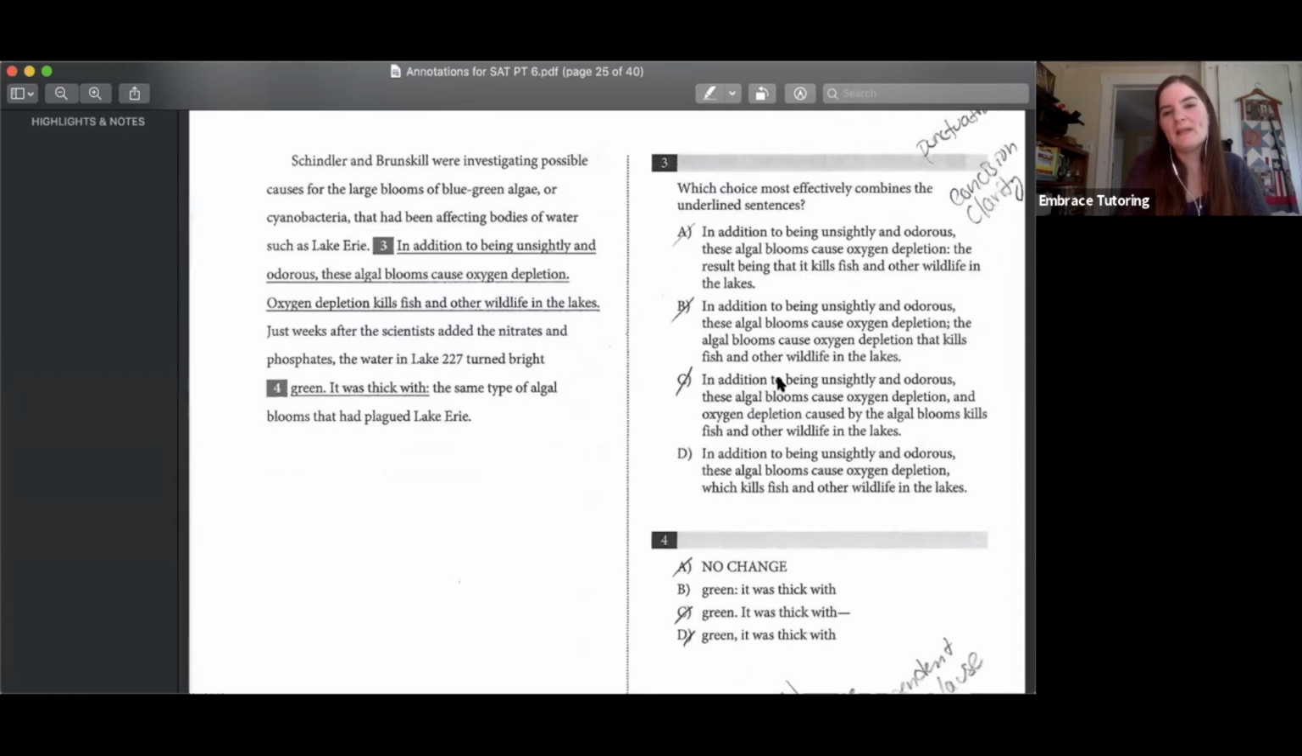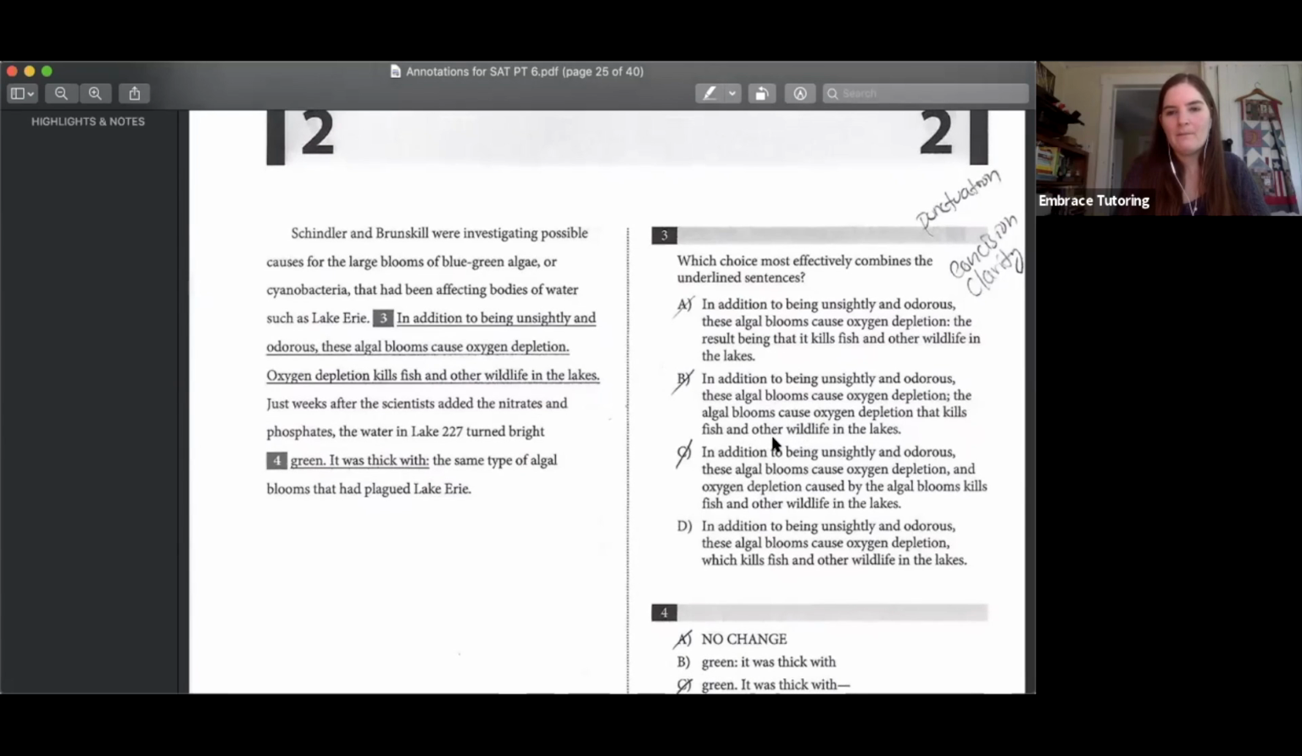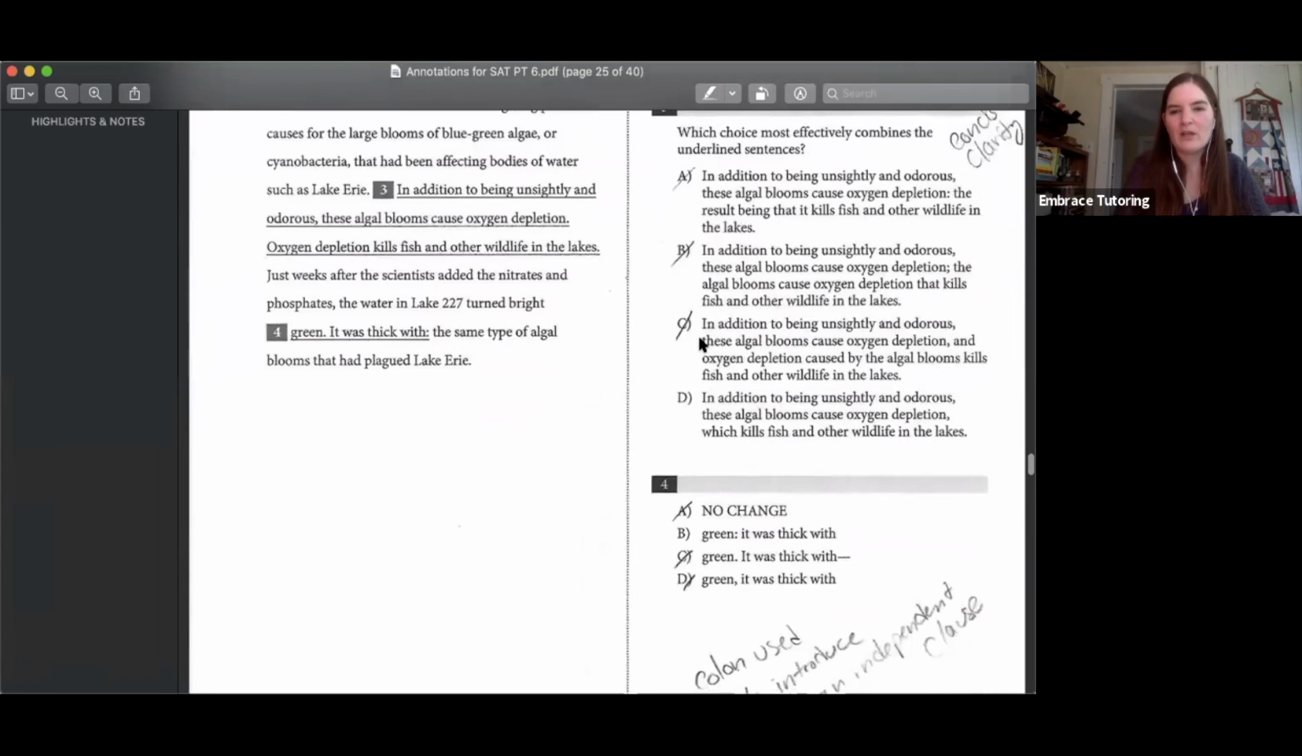So, but in this case, you have to choose what actually makes the most sense in this context. So, in addition to being unsightly and odorous, these algal blooms cause oxygen depletion. The algal blooms cause oxygen depletion that kills fish and other wildlife in the lake. So it's being redundant in this case. Okay, it's not being precise. And here, the answer choice A was also still a bit wordy. So just like this one, it just is not working.